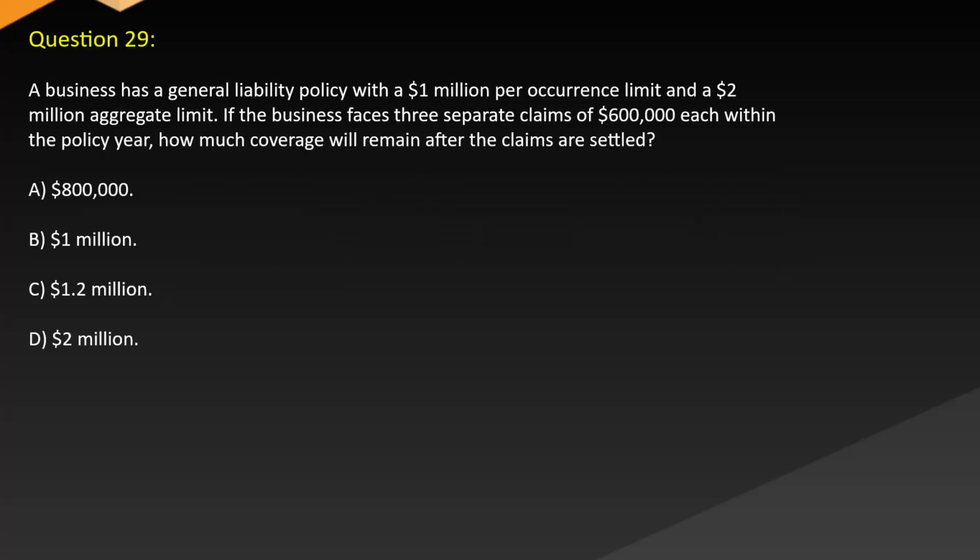Question 29. A business has a general liability policy with a $1 million per occurrence limit and a $2 million aggregate limit. If the business faces 3 separate claims of $600,000 each within the policy year, how much coverage will remain after the claims are settled? A. $800,000. B. $1 million. C. $1.2 million. D. $2 million.